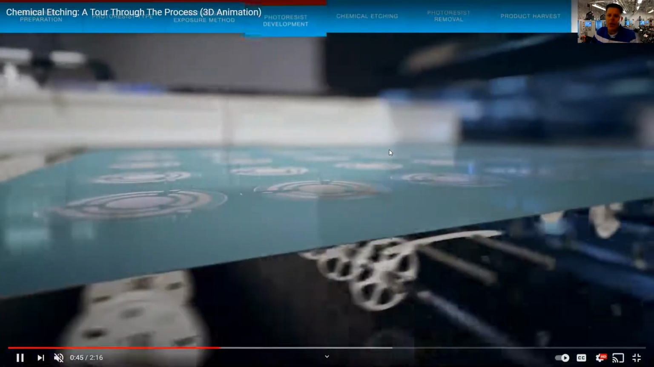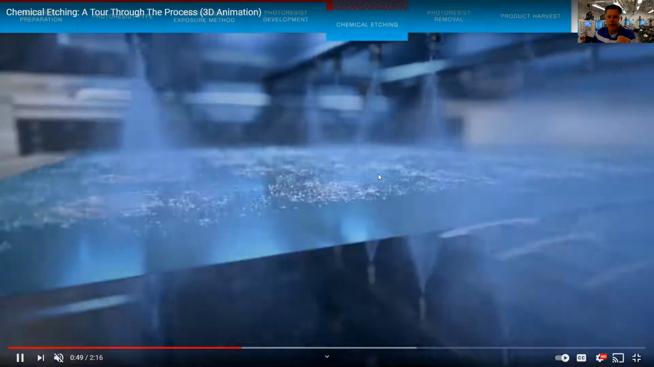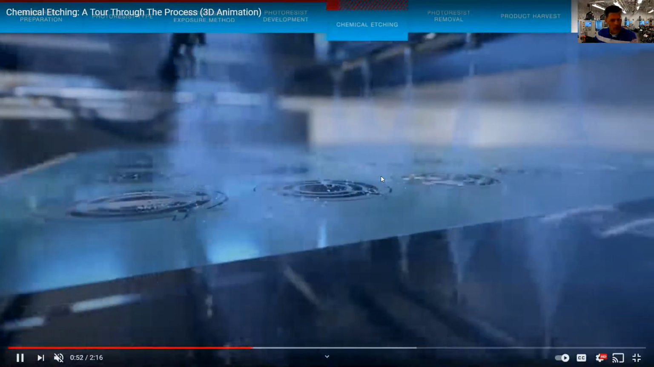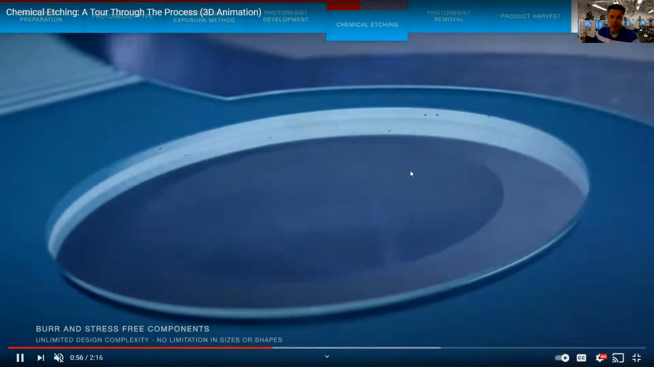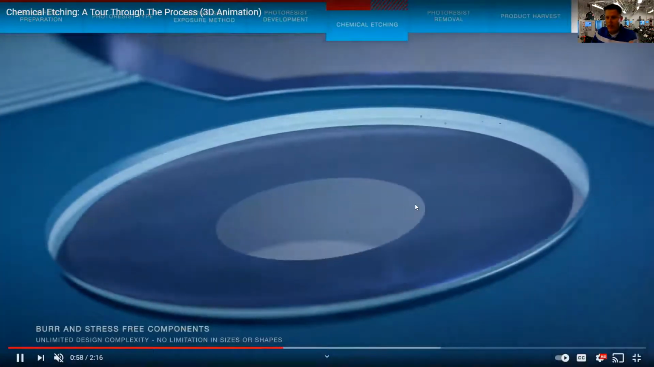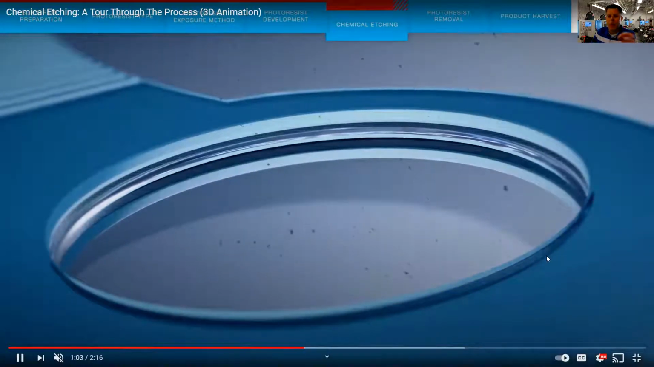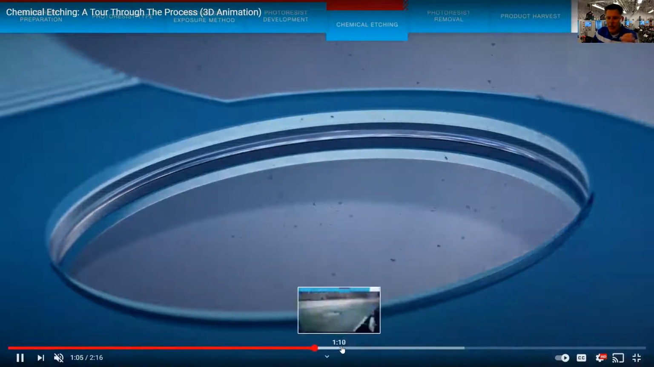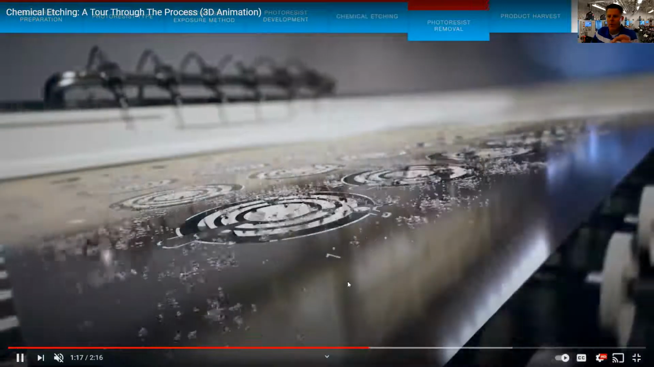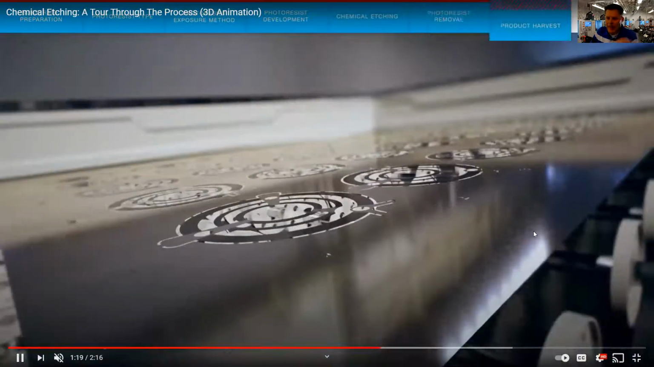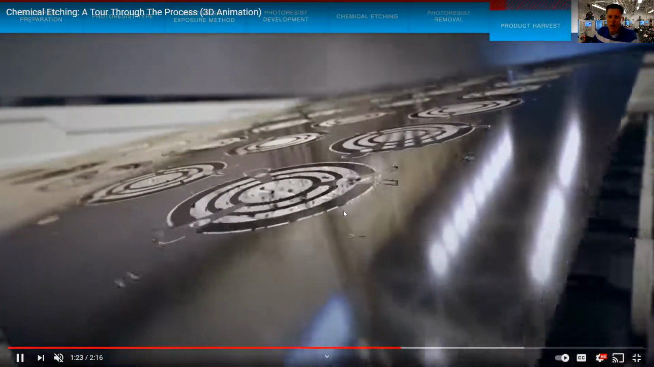Now we go through the chemical etching stage where it sprays acid on the top surface of that sheet metal. That's going to dissolve all that material, so it's removing it atom by atom. And we don't have any burrs. So we've removed all that material. Now at this point, we're ready to take off the photoresist. They have a special chemical that they can spray on the material that removes the photoresist. At this point, we're now ready to get our parts out of our large sheet.